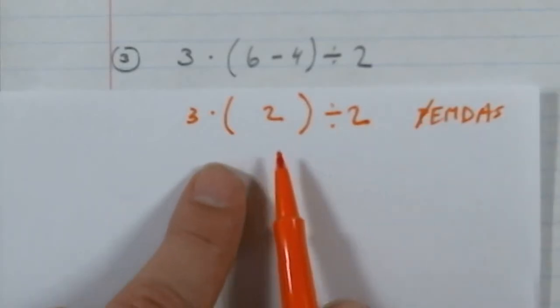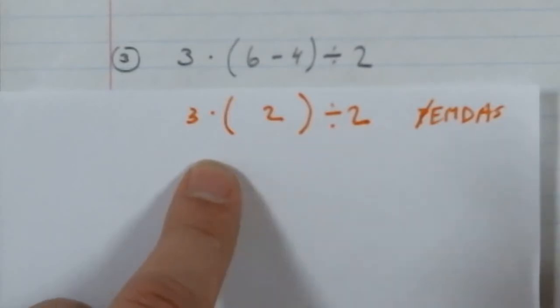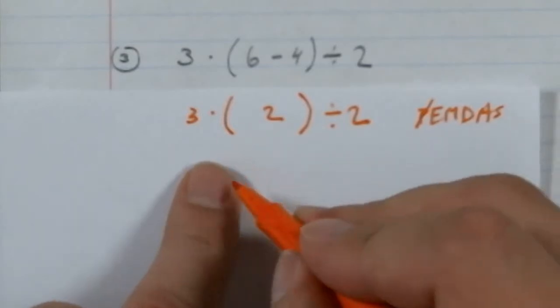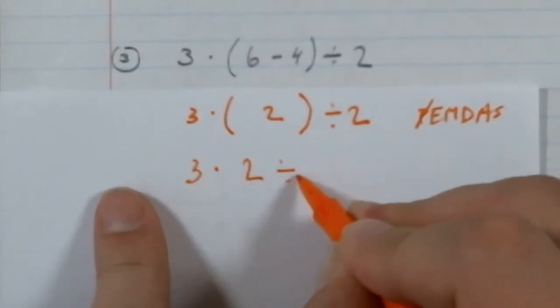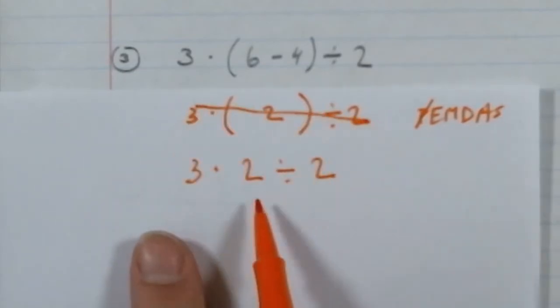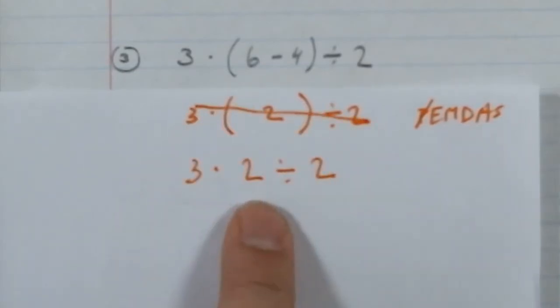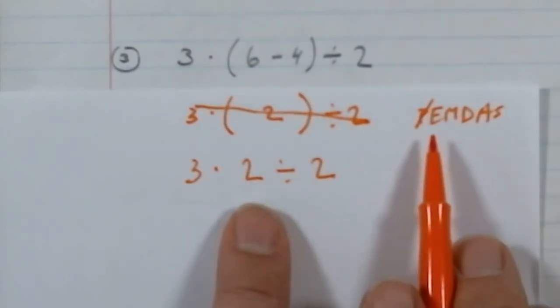Now you'd be like, well, parentheses is not gone. Why did I still write it there? It doesn't matter. Like I said, it's a grouping thing. So for example, I can go 3 times 2 divided by 2. If you prefer this way, that's fine. Okay, you prefer that way. That's okay.